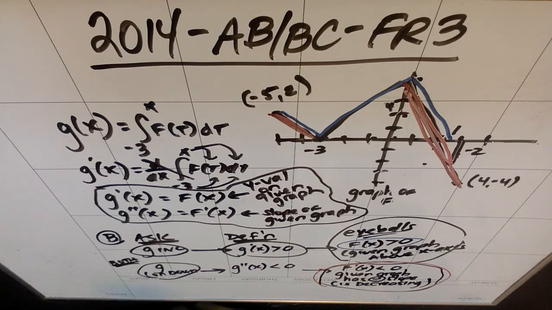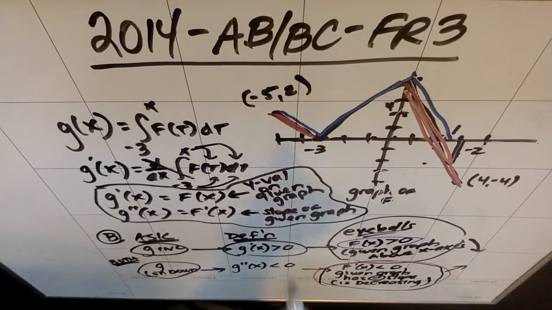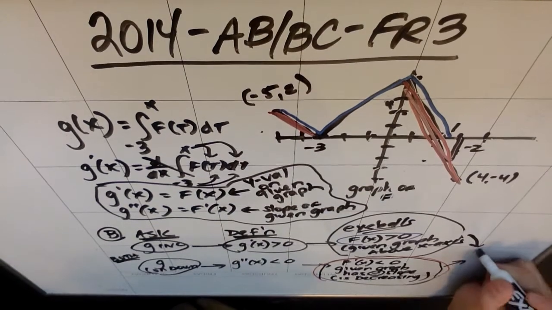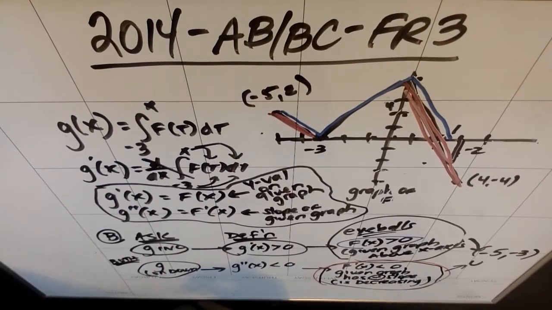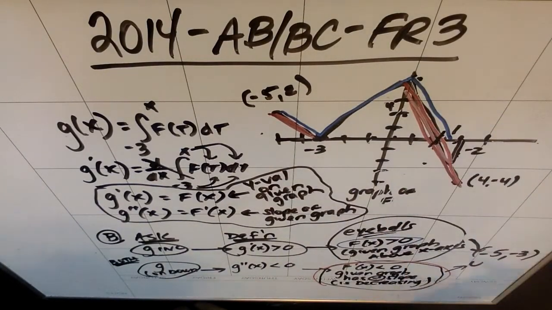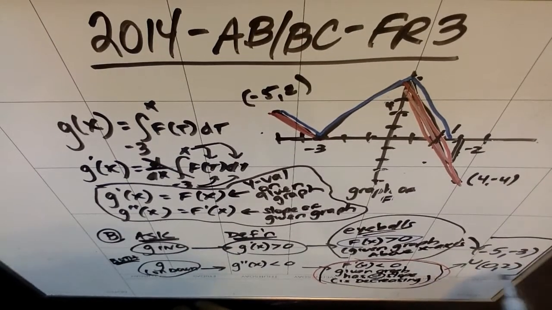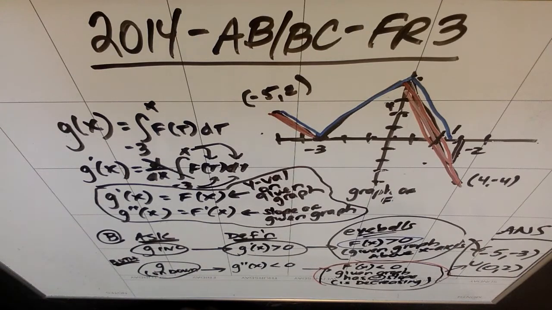So the intervals that meet both of these qualities together are the open interval, because they said specifically use the open interval, from -5 to -3, and also the interval from 0 to 2, because 2 is where that hits the axis. I kind of messed it up by writing all over it, but 0 to 2. So those are my answers. I want the interval from -5 to -3 and 0 to 2. Those are the intervals that I want.